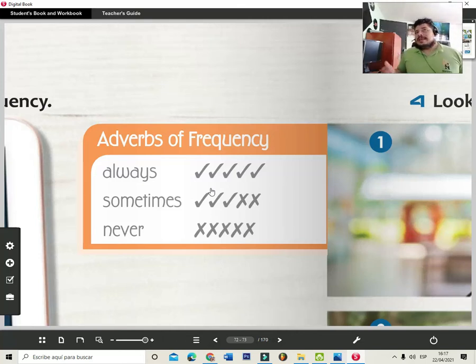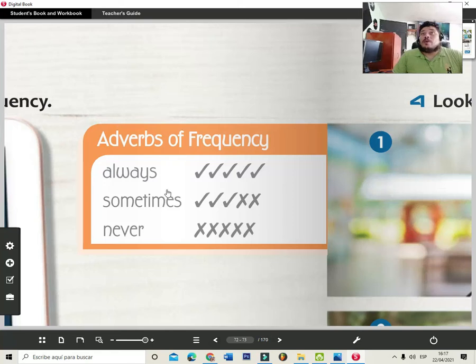Then we have sometimes. It means that you do this 3 times per week, at least, or maybe 4, or maybe 2, right? Depends on your criteria and depends what you want to say or what you want to share with other persons. Then we have never. That means that you don't do this any single day you like to do it.